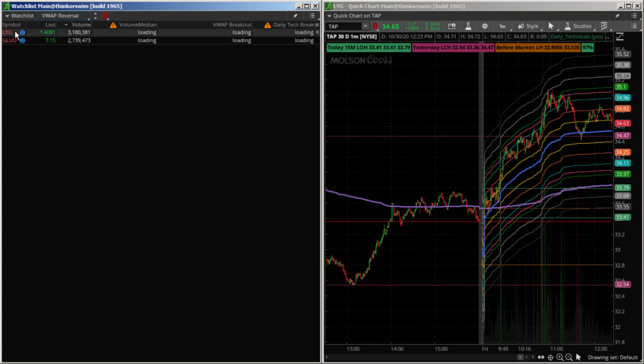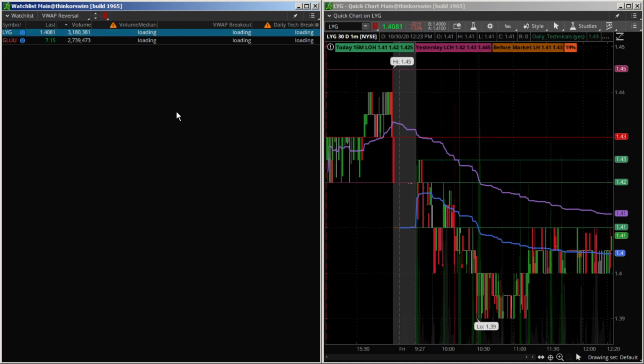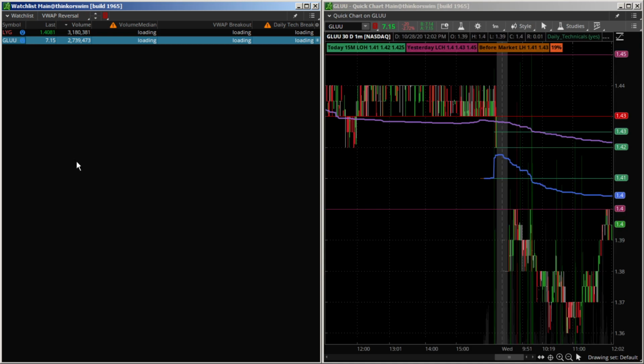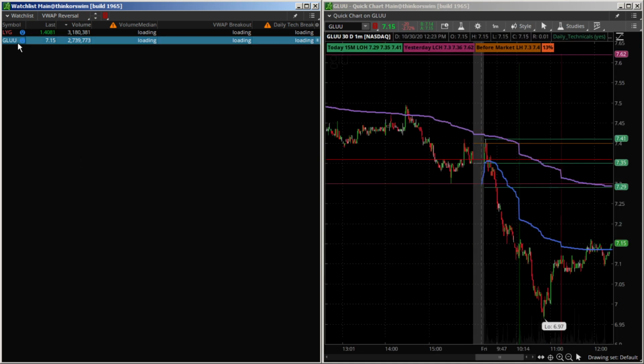Correct. So here LYG is a $1 stock. So let's go to GLUU. This one told us that we're within 20%. We're at 13% under the VWAP the whole day, and we're crossing it. We just crossed the VWAP. So we might be expecting a retrace to the multi-day offset if the market goes with this.